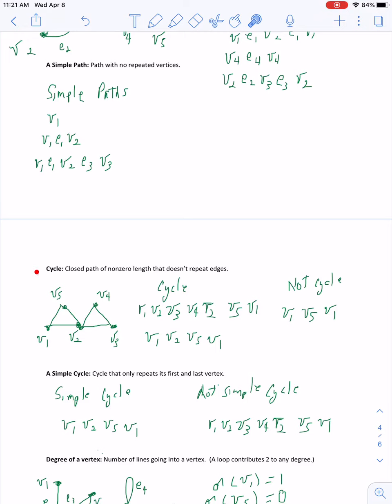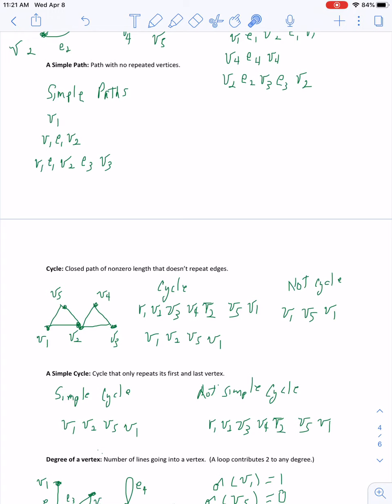Now there's the concept of a cycle. What is a cycle? A cycle is a closed path of non-zero length. So it's got to begin and end at the same place. It's a closed path. It should have non-zero length, which means I have to have at least one edge in there, and it's not allowed to repeat edges. So I cannot walk across the same edge twice. So that's what a cycle is.